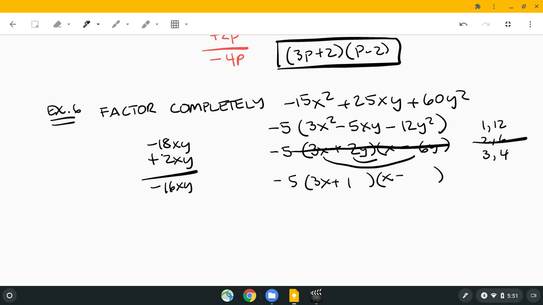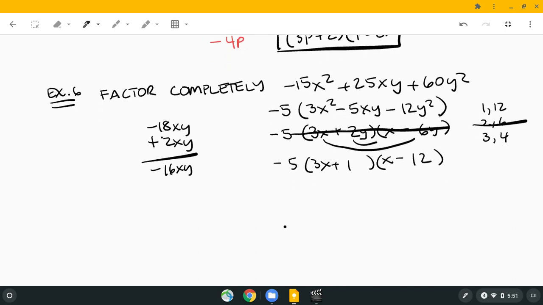I think I hear you guys saying 1 and 12. Okay, let's try 1 and 12. Outside, negative 24xy. Oh, I forgot my y's again. Inside. Oh, did I mess up on my signs? Oh, no, no, we're good.